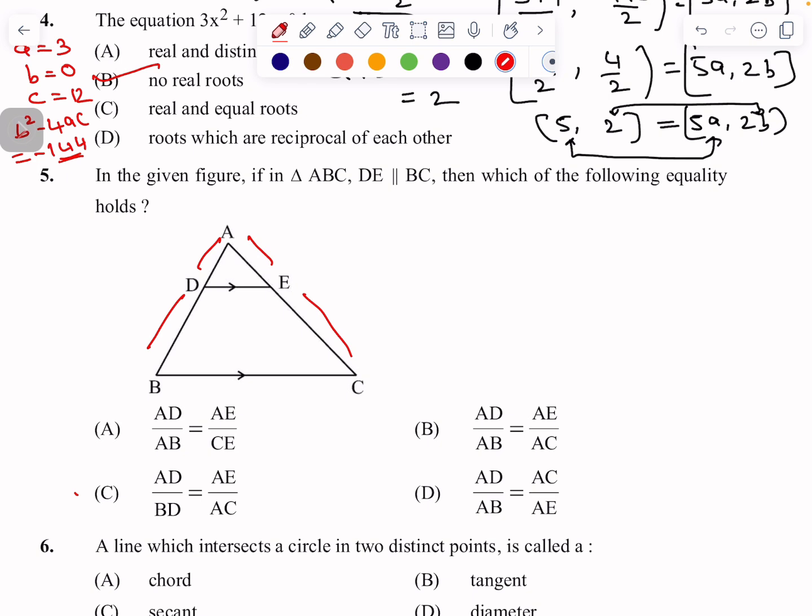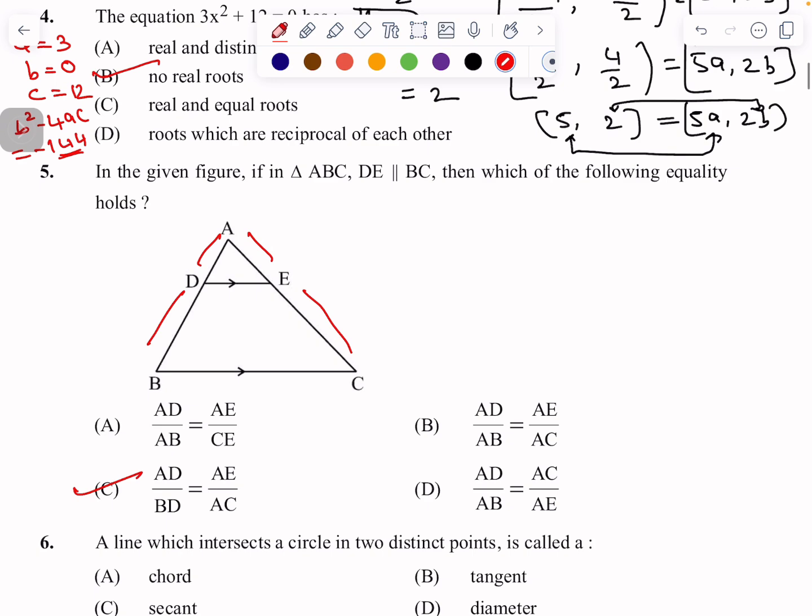AD by BD is equal to AE by AC. Your option C is matching. Okay.